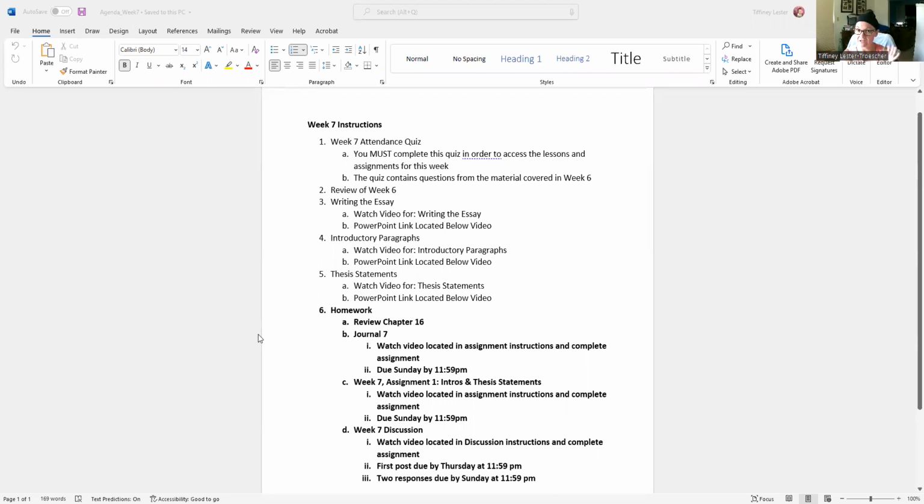We have only been focusing on writing single standalone paragraphs so far, and now it's time to shift our focus and learn how to write a full essay. So that first lesson, writing the essay, is just a brief overview of what an essay actually is, how it differs from a single standalone paragraph, and yet how they do share some similarities in terms of the concepts and the fundamentals. It gives you an overview of what an essay consists of. Make sure you watch that video.